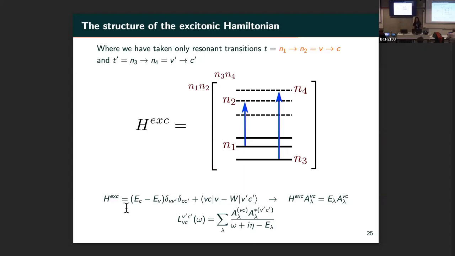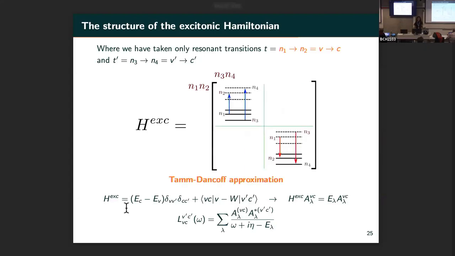If we consider only this, which in fact is not necessarily true because our excitonic Hamiltonian is bigger than this, we are only considering one part of the total Hamiltonian. We are only introducing resonant transitions. We can also have anti-resonant transitions, the opposite, from conduction to valence. And this is what we call the Tamm-Dancoff approximation.